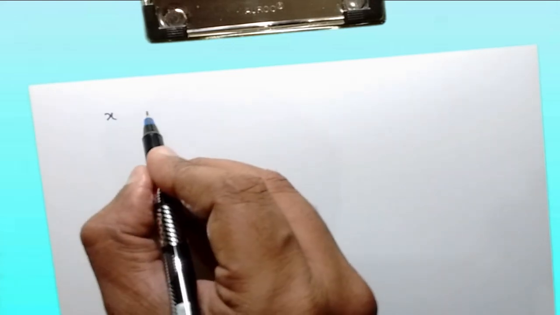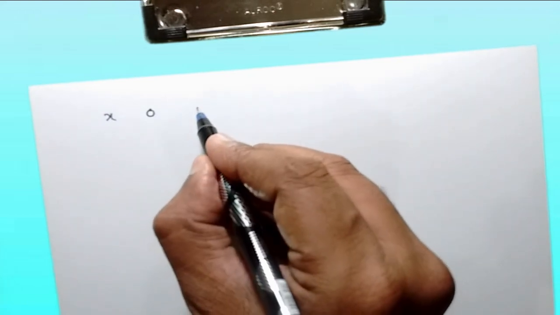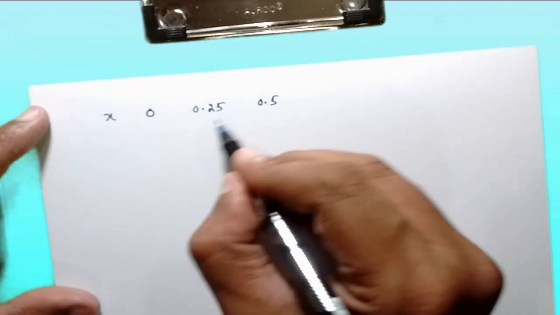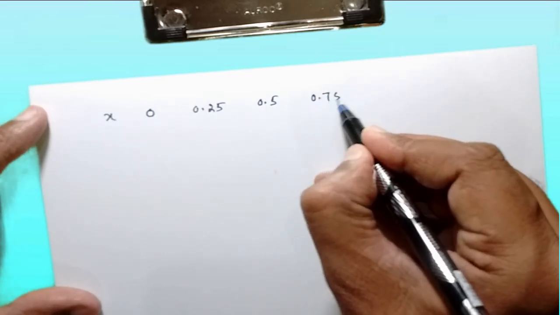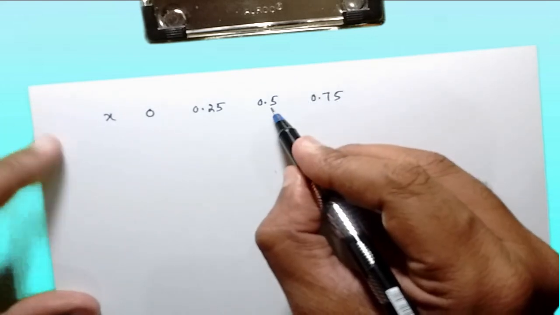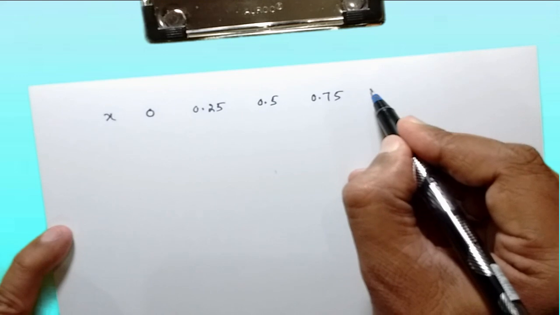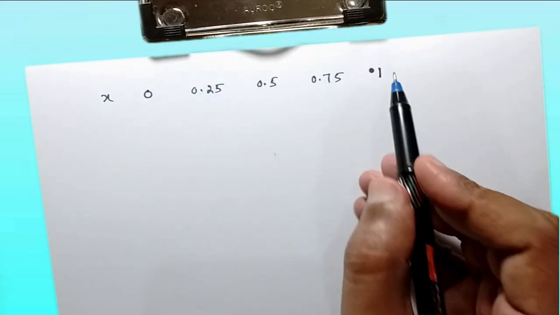So your values of x will be, x value starts from 0 onwards. So just go on adding the value of h over here. 0 plus 0.25 will be 0.25. 0.25 plus 0.25 will be 0.50. 0.5 plus 0.25 will be 0.75. 0.75 plus 0.25 will be how much? It will be 1. So you can see that you have started with 0 and ended at 1.